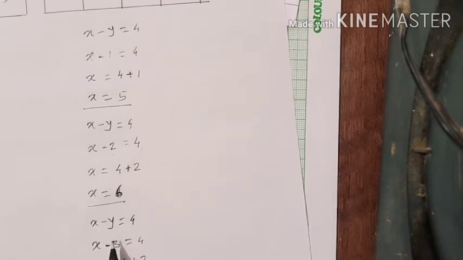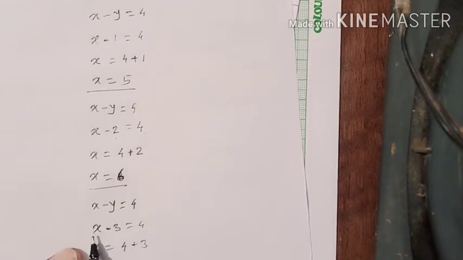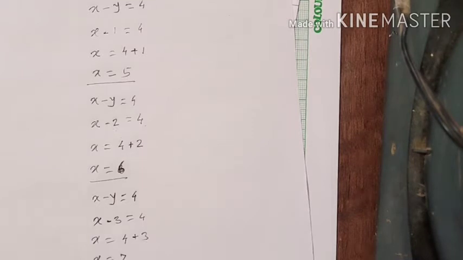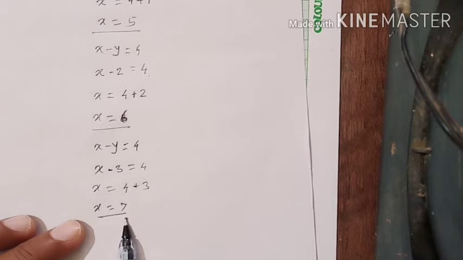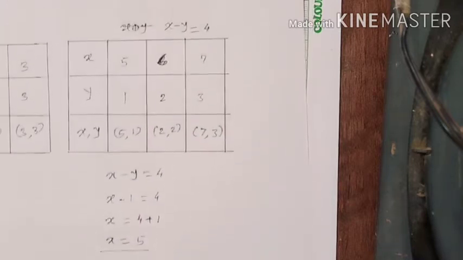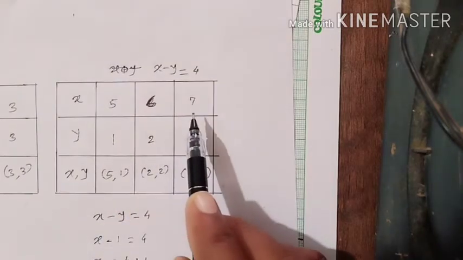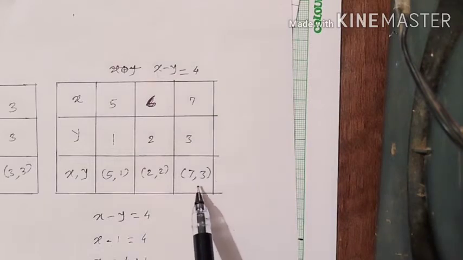Now x minus y is equal to 4. It is the equation, and we will put the value of y, that is 3. Here x minus 3 is equal to 4, and x is equal to 4 plus 3. Therefore x is equal to 7. It is the value of x, and we have put it in that box here, 7, and we will write the coordinates 7 comma 3.